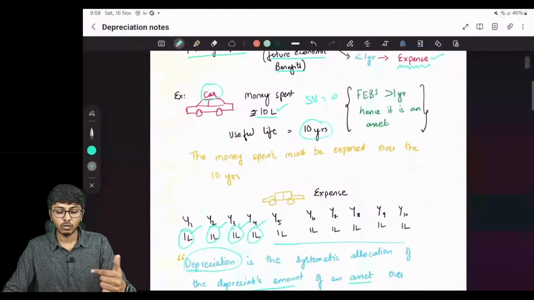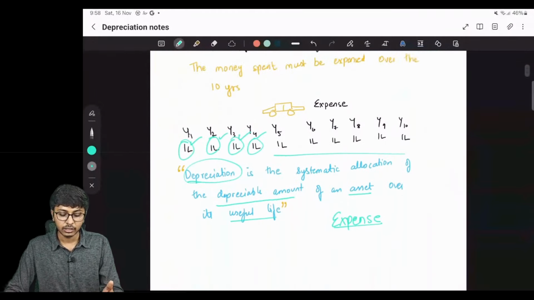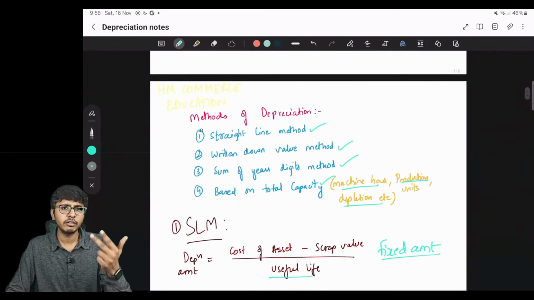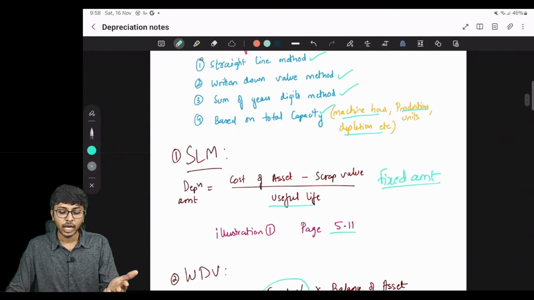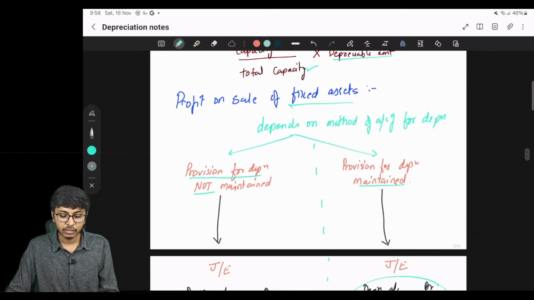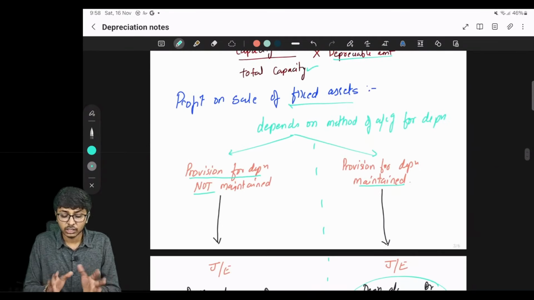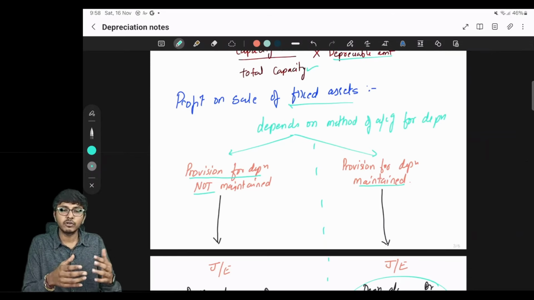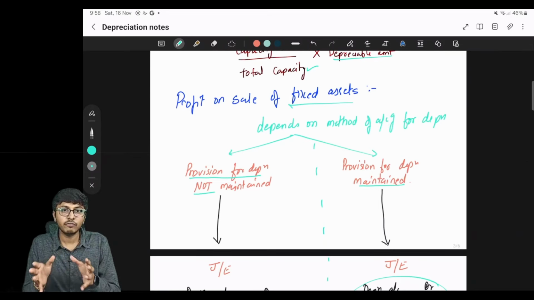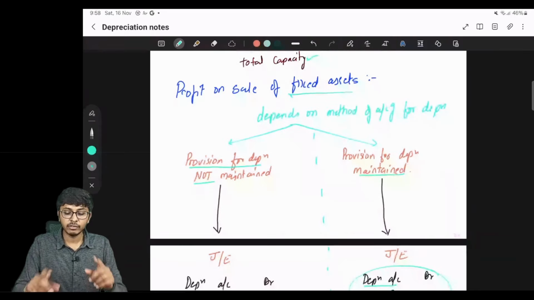Quickly, if you run through everything, see what all we studied now. We saw how assets are classified. Then what is depreciation, methods of depreciation: SLM, WDV, sum of years' digits method, and capacity based, correct? All the formulas we saw. After that, we saw profit or loss on sale. This is the major topic. The first few were just a build-up, but profit or loss on sale of fixed assets is the main thing.